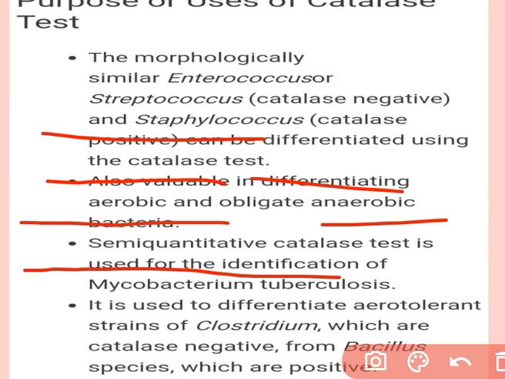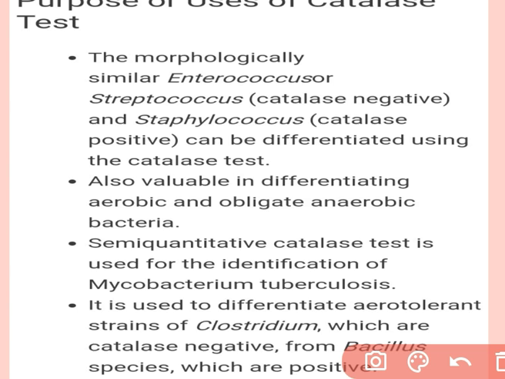The purpose of this test: to differentiate the morphologically similar enterococcus or streptococcus from staphylococcus. Actually, the streptococcus are catalase negative, and staphylococcus are catalase positive. So this test is useful for differentiation of these two organisms. It is also useful in differentiation of aerobic and obligate anaerobic bacteria. It is used to differentiate aerotolerant strains of Clostridium.